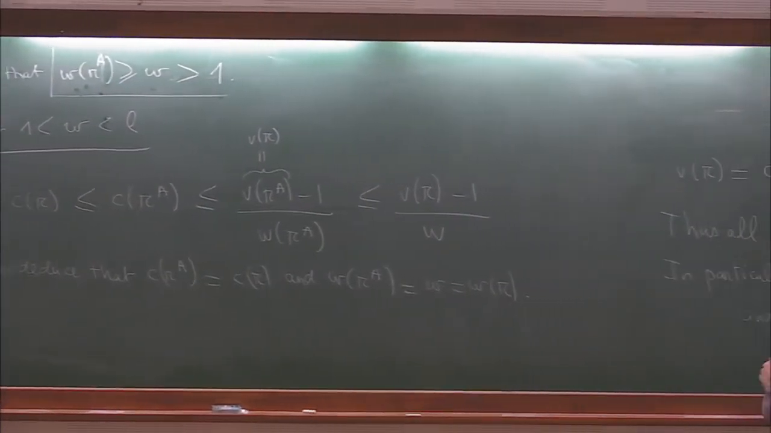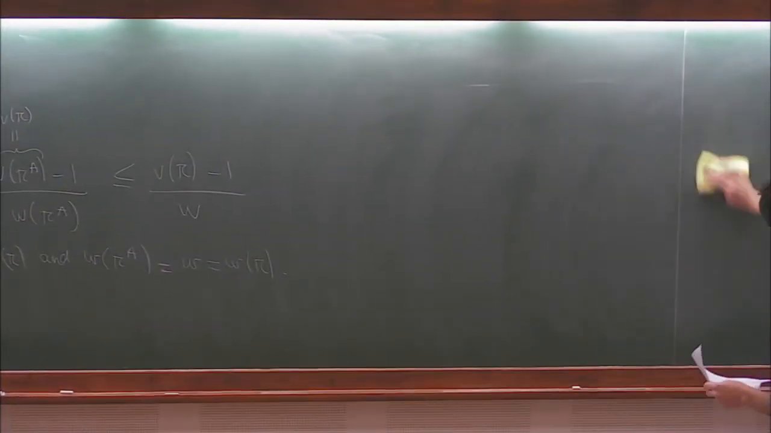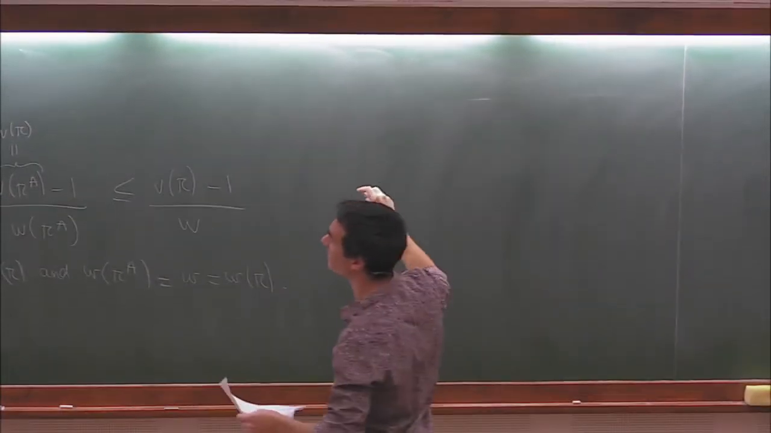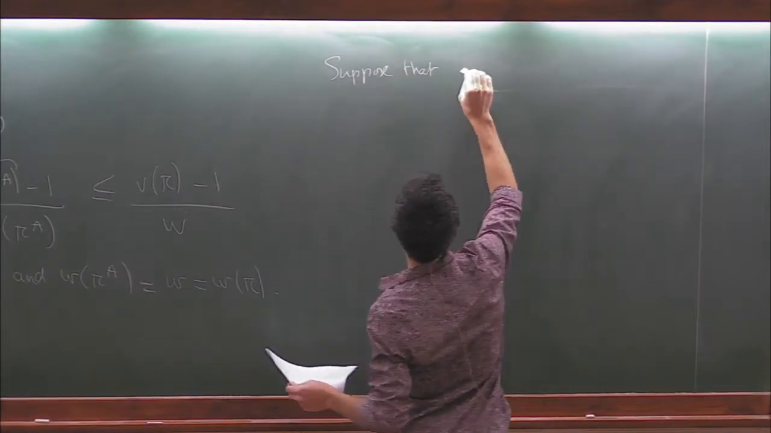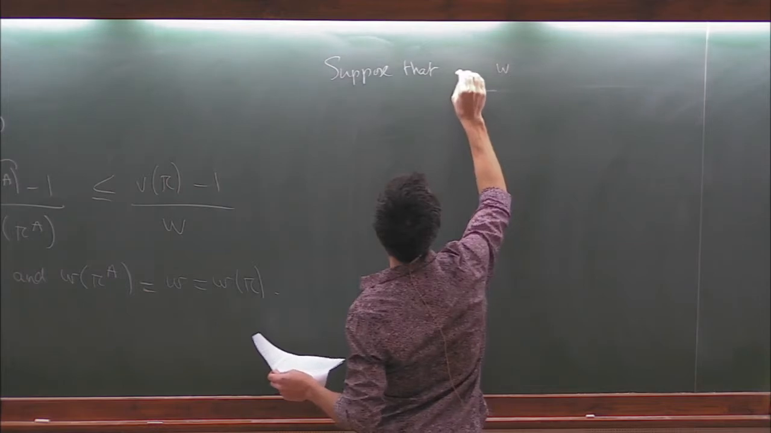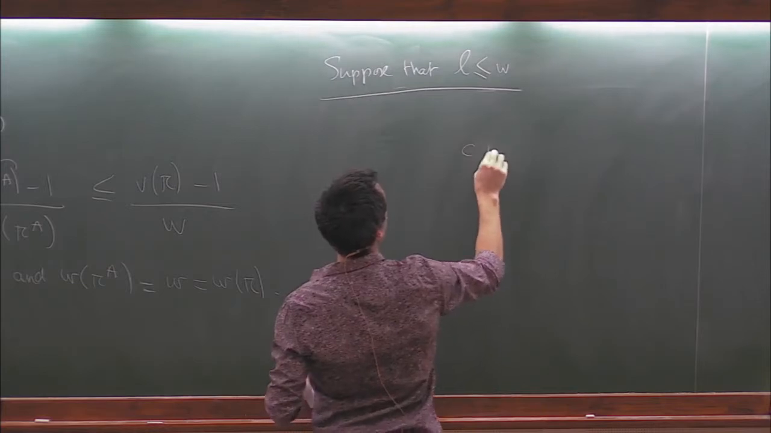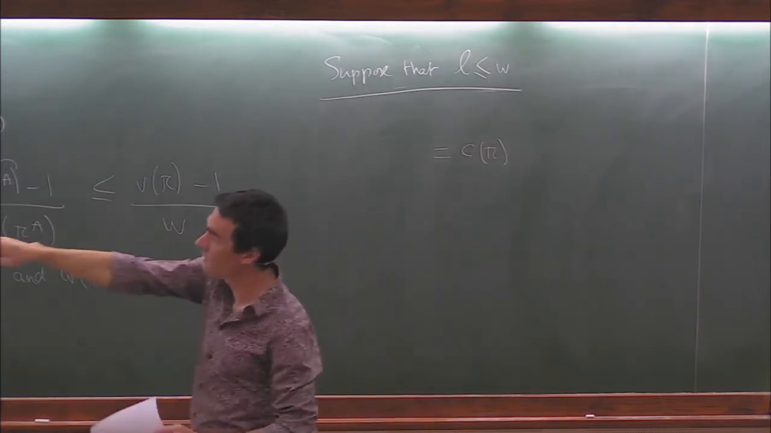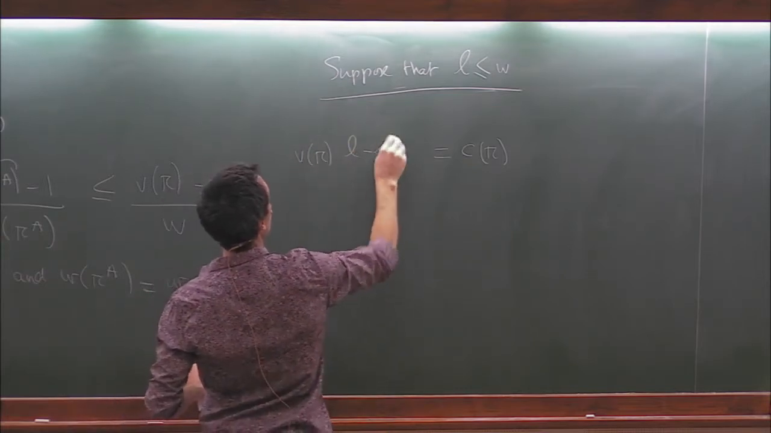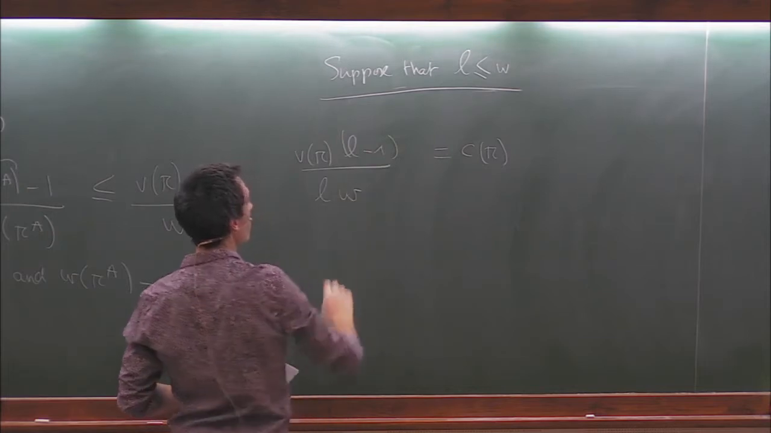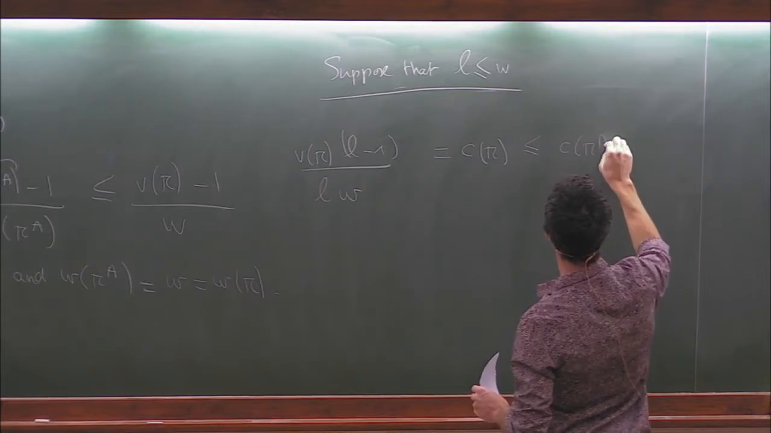So now it remains to do the last case, but you see that it will work as in the previous one. So now suppose that W is greater than or equal to A. So it means that C of pi, according to this theorem, C of pi is V of pi times L minus 1 over L W. So again, C of pi is always smaller than or equal to C of pi A.